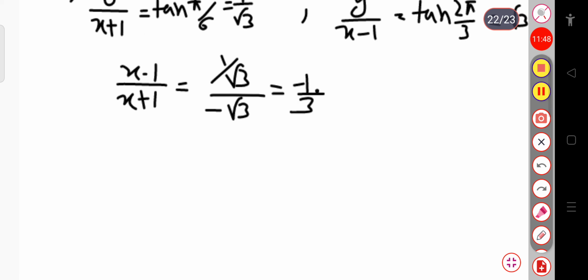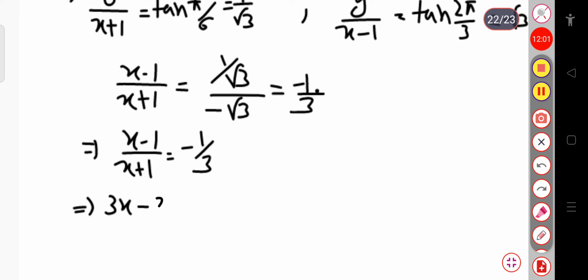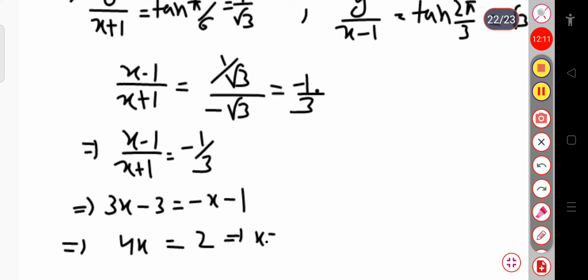Simply solving this, x minus 1 divided by x plus 1 is equal to minus 1 by 3. Just cross multiplying, we will get 3x minus 3 equal to minus x minus 1. That implies 3x plus x, that is 4x, equals 3 minus 1, that is 2. That implies x is equal to 1 by 2.